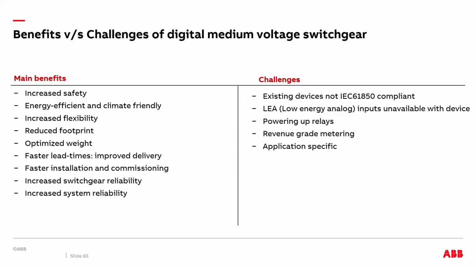So right now, if you want to digitalize your current existing switchgear, you must make sure that the devices you have in there are IEC 61850 compliant. If not, then you are not going to reap the best benefits out of the whole digitalization process, right? And they should also have low energy analog inputs available within the device to be able to take information from current and voltage sensors, because those are specialized inputs that you need with your device.